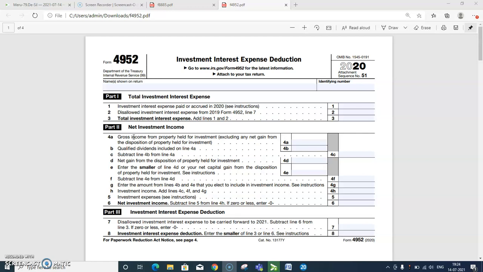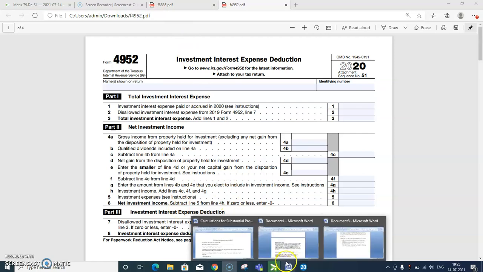So basically, in Part 1, the taxpayer calculates the total investment interest expenses. In Part 2, this figure is calculated after adjustments are made following the input of your gross income from property held for investments. In Part 3, you calculate any disallowed expenses that can be carried forward to future years and you figure out the current year's net investment interest expenses deduction.